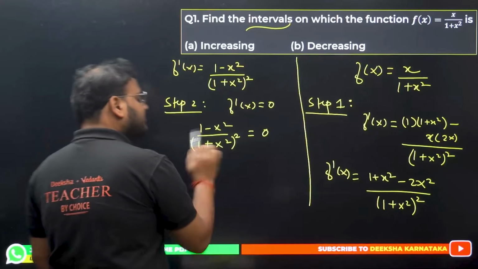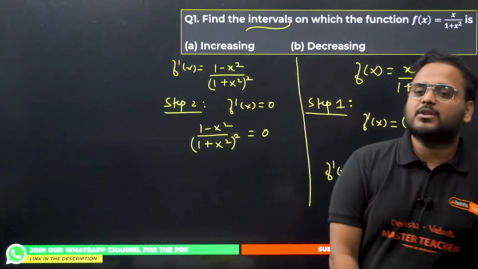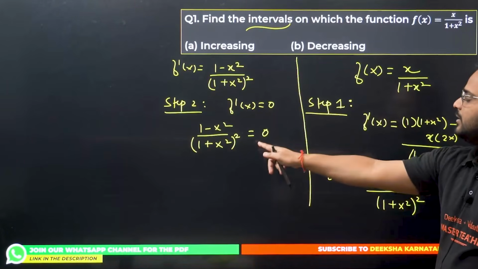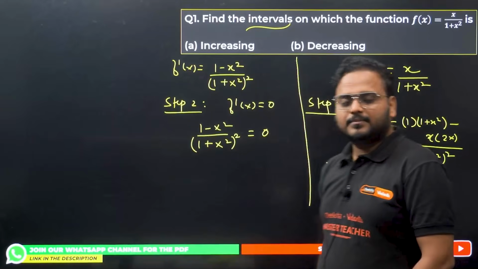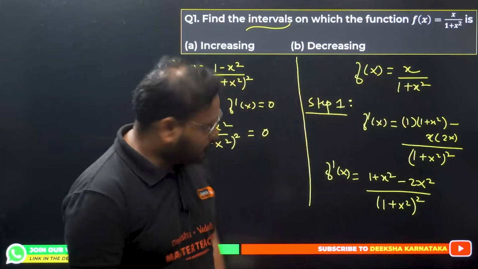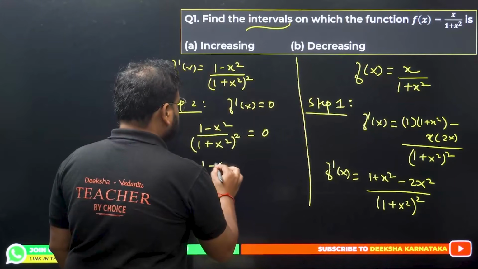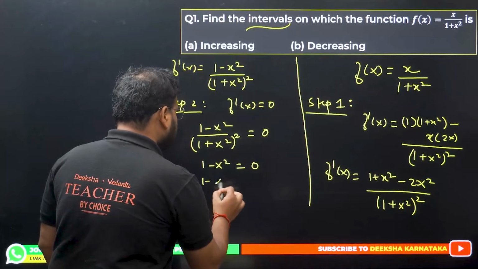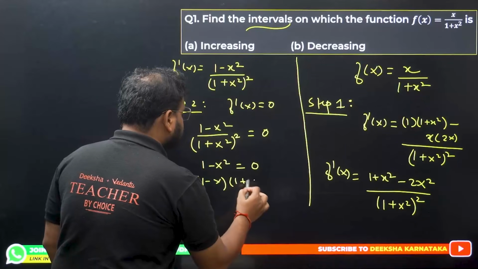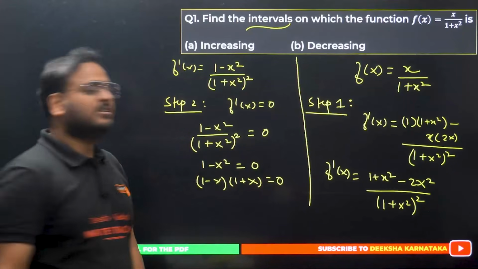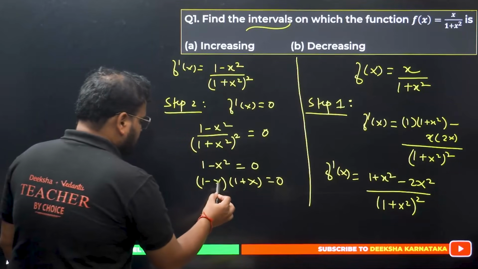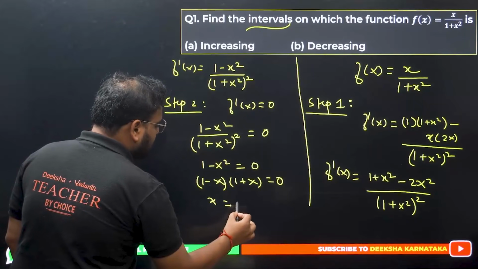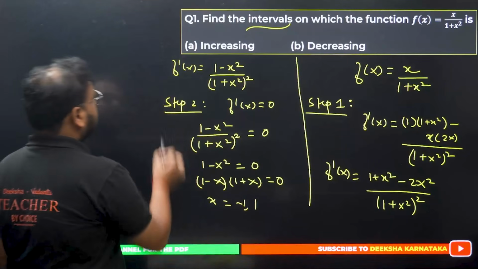1 plus x square the whole square is always positive. Please check. You're going to put this on this side. It's a non-zero value also. So when you do that, I get 1 minus x square equals 0. From here I can see I'm getting 1 minus x and 1 plus x. So you get two critical points as minus 1 and plus 1.